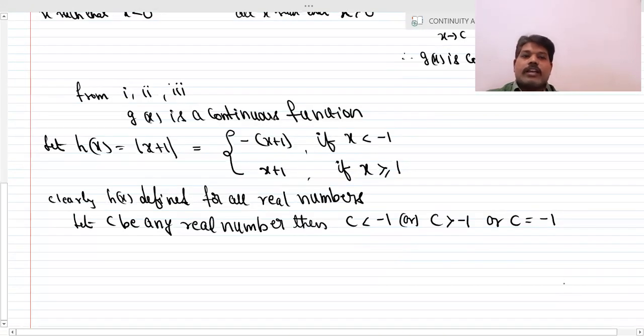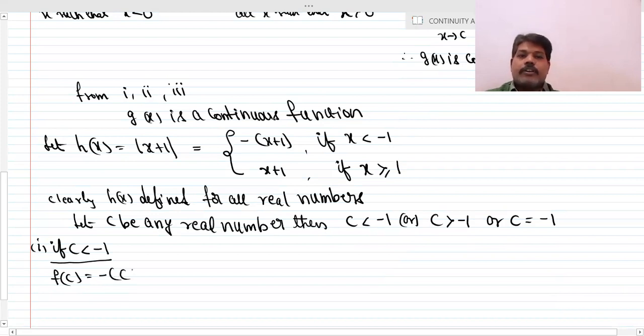Okay, so see that, case 1. What is the first one? If c is less than minus 1, then what happens? So h of c, if c is less than minus 1, h of c will become minus of c plus 1. And the limit as x tends to c, it is h of x actually, students. So you have to take this, it is h of x, here this is h of c, and here also h of x.